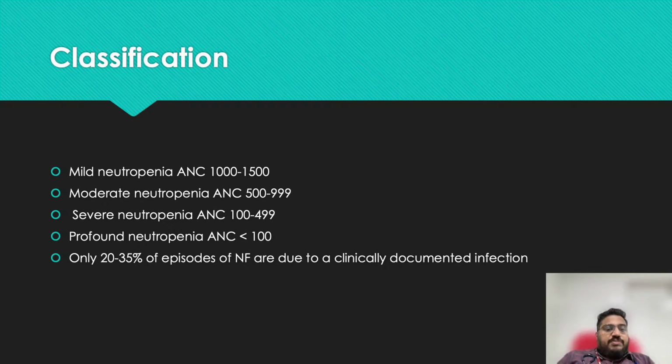Only 20 to 35% of the episodes of NF are actually due to clinically documented infection. So when you look at the blood culture, whatever be the source of infection you are trying to find out, in only 20 to 35% of the patients will you be able to isolate a pathogen. The rest of the time you will not be able to isolate a pathogen.